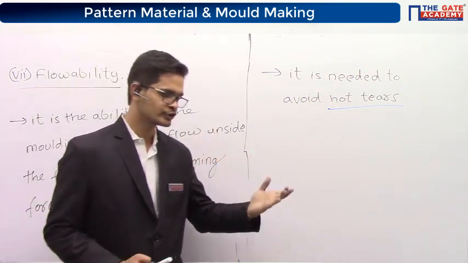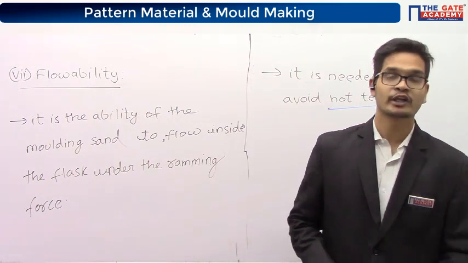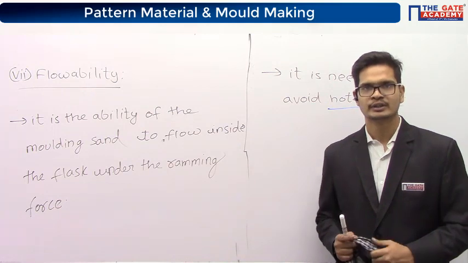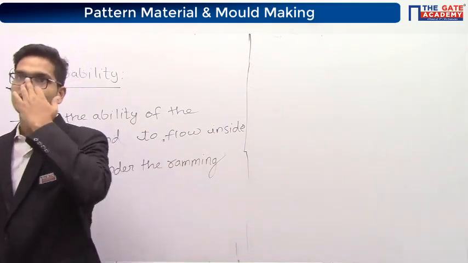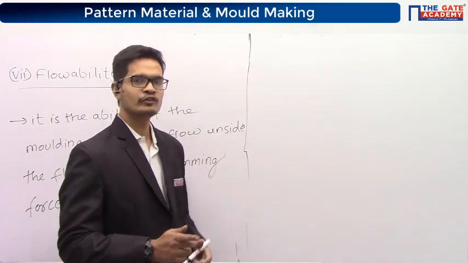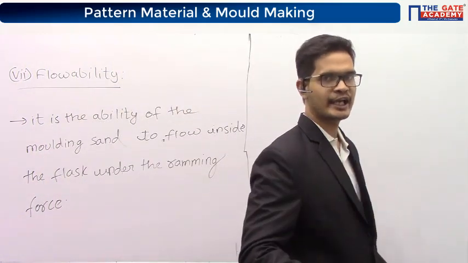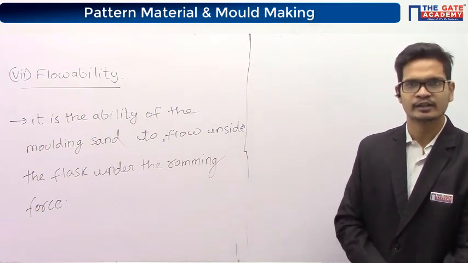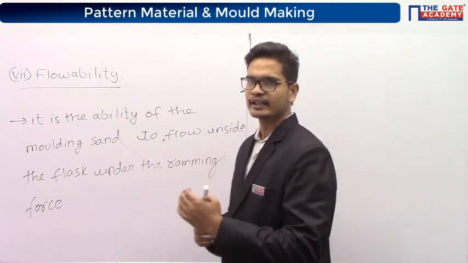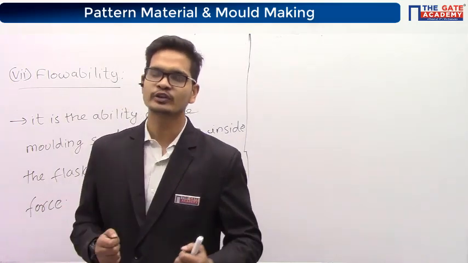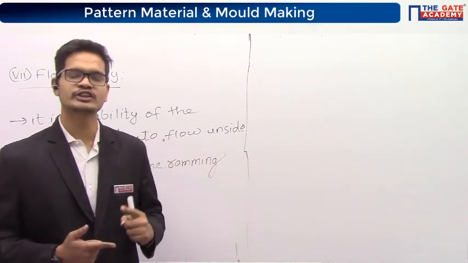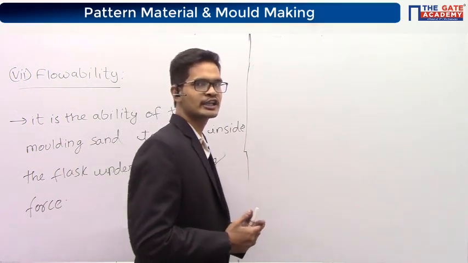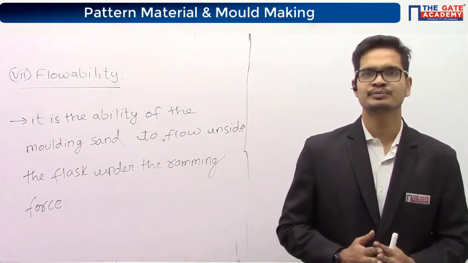Once we have understood the properties needed in the molding sand and its constituents, let us have a look at how the mold is made. In the two videos that we saw, the ramming forces were applied by hand. Mold making can be classified on the basis of how the ramming force is applied. If by hand, it is called hand molding, and if by machine, machine molding.